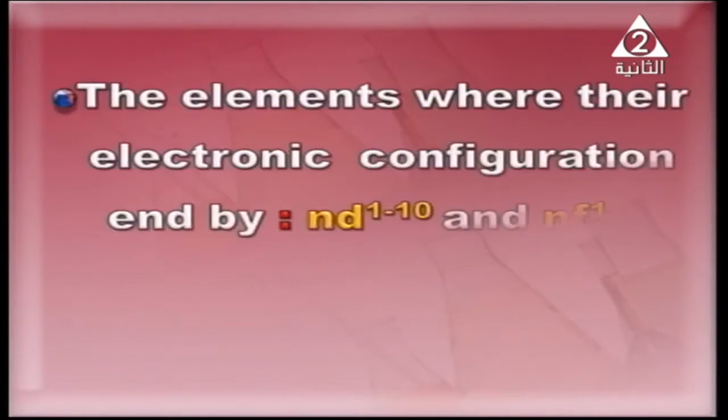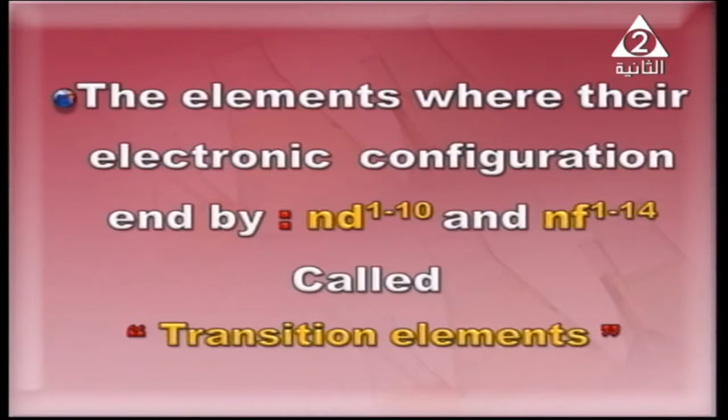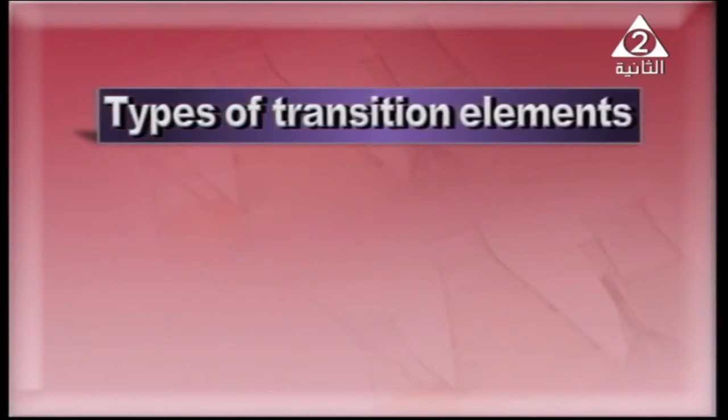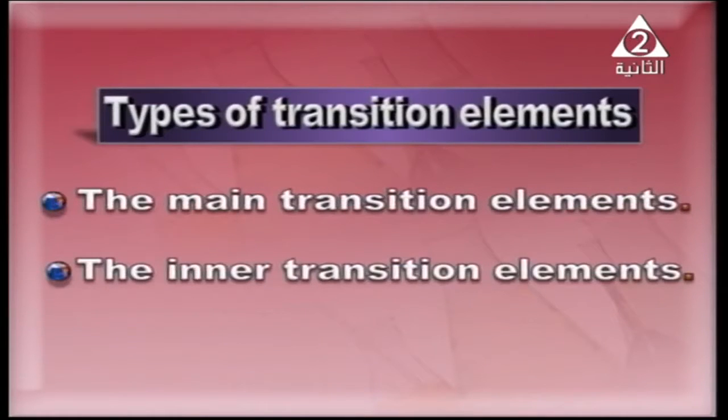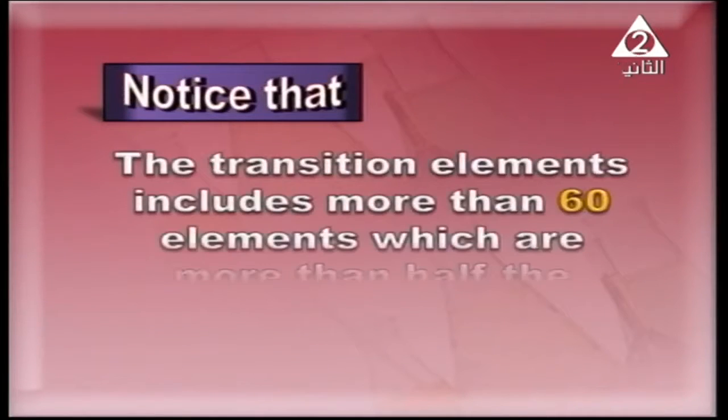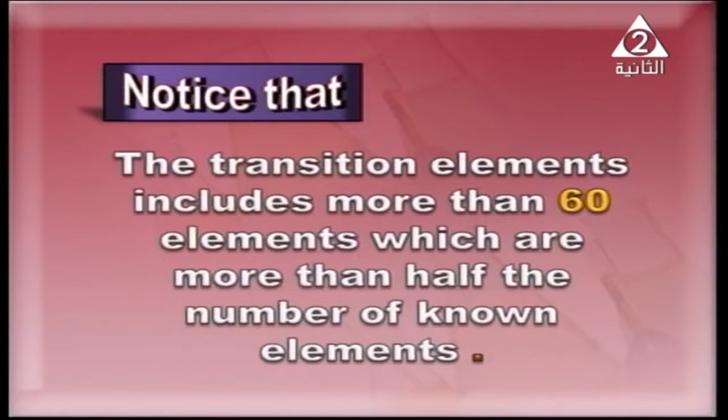My dear student, the elements whose electronic configuration ends by nd from 1 to 10 and nf from 1 till 14, we call these kinds of elements transition elements. These transition elements are divided into two types, main transition elements and inner transition elements. Notice that the transition elements include more than 60 elements, which is more than half of the number of the known elements in the periodic table.